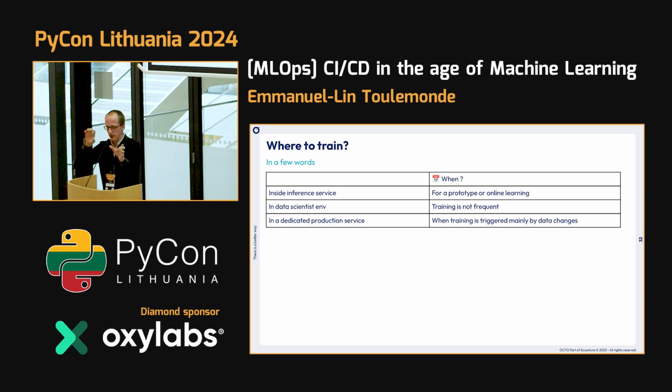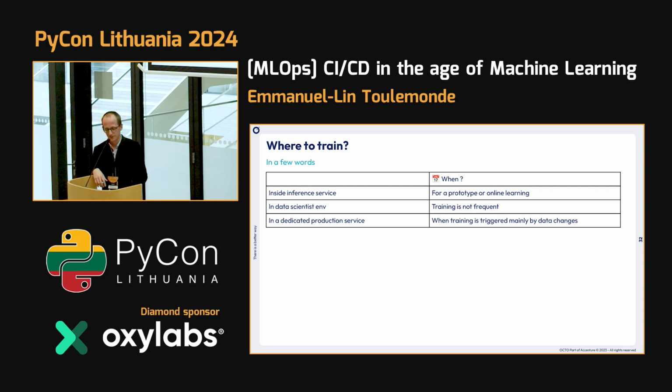Except that you would have inference, then train. You could do it in your data science environment, your laptop, your Databricks, your Jupyter notebook or anything, if training is not too frequent. And I did it in one of my projects. We had to retrain the model once every year. So we didn't automate anything. We just, like every year, okay, I take the code, I look how it works, okay, done.